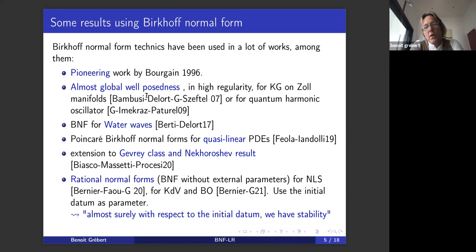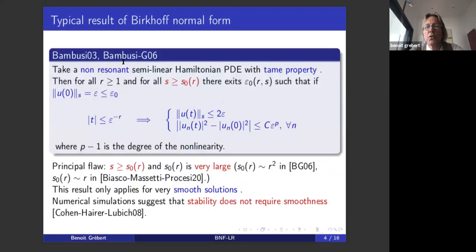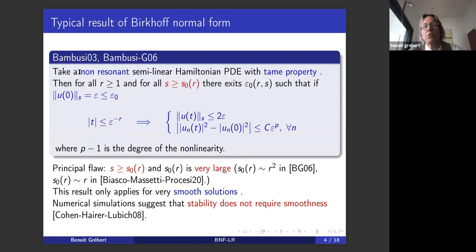And I would like also to talk 2 minutes, well, 1 minute about the recent result we obtained again with Joachim Bernier, but also with Erwan Faou, which is a result about rational normal form. So which means, let's say, Birkhoff normal form without external parameter. So what does it mean? Again, I go back to the theorem. We have this condition. We have to know that we have a non-resonant Hamiltonian PDE. And to have this non-resonance, typically you have to modulate some external parameter.